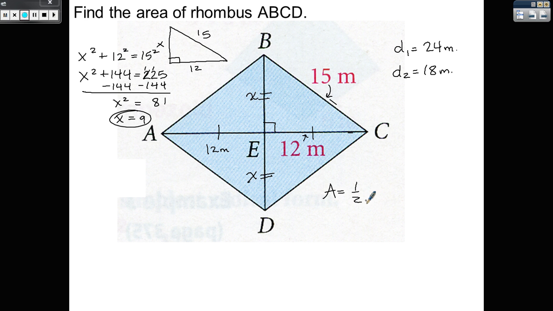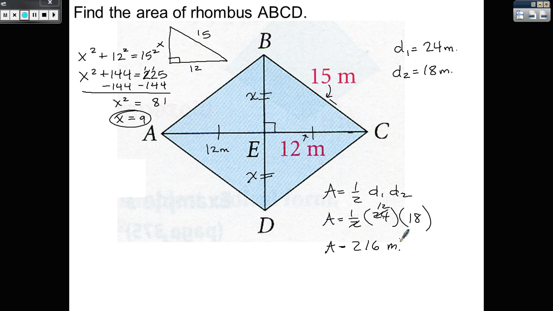So the area of this rhombus, if we use our formula, diagonal 1 is 24, diagonal 2 is 18. If we go ahead and do half of 24 is 12, and 18 times 12, 180 and 36, so that would be 216.